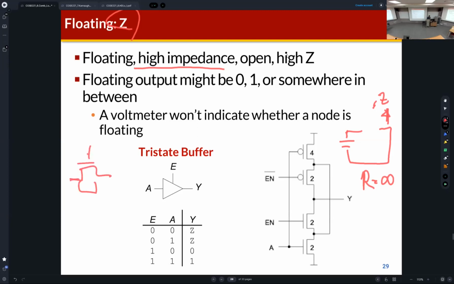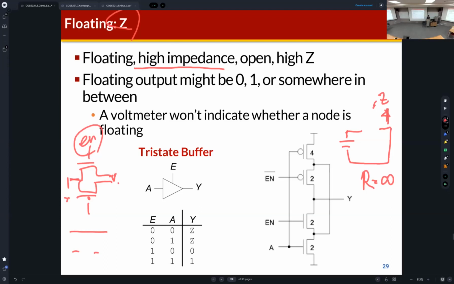So actually we learned about the transmission gate, right? The transmission gate looks like this. We can combine an NMOS transistor and a PMOS transistor to implement a transmission gate. Based on the enable signal, this circuit can be connected or disconnected, right? This is the input of the transmission gate, and this is the output of the transmission gate.